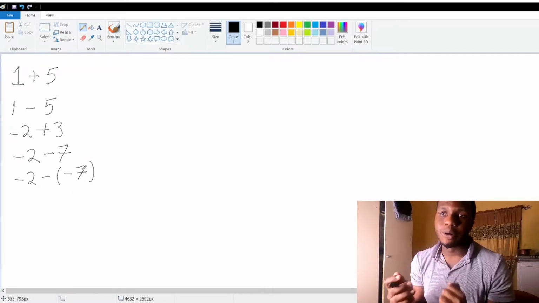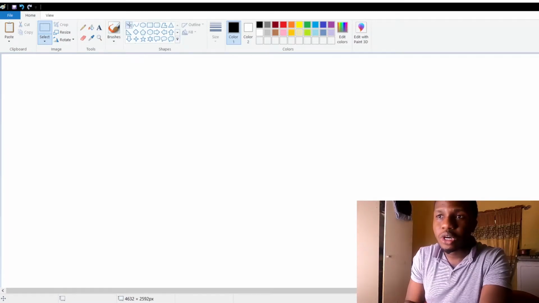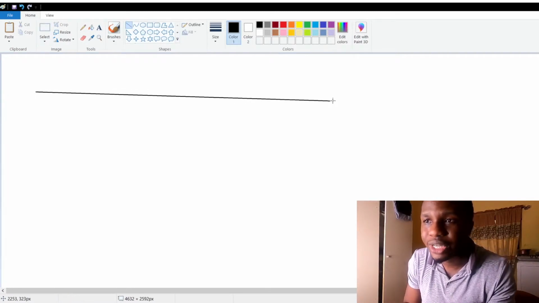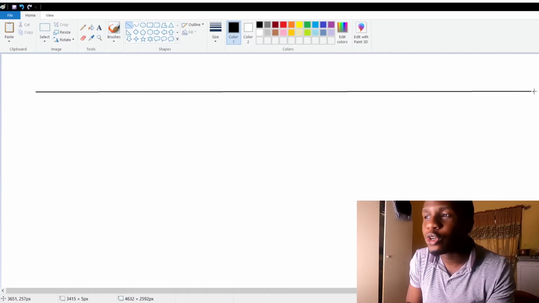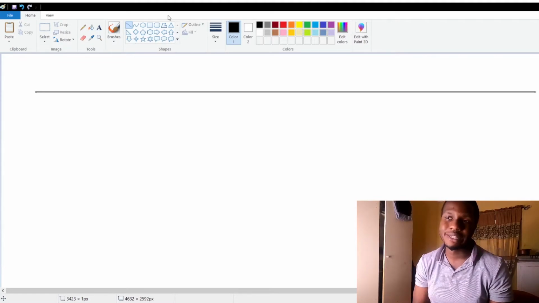Let's start with the number line. What is a number line? So let me undo all of this. Let me delete this. So a number line is a straight line that has all the possible real numbers there are. So what do I mean by real number? Basically any number that exists.